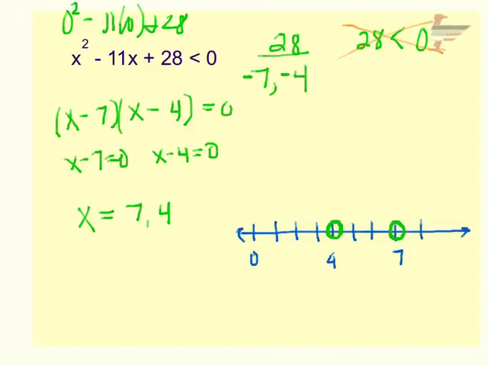So 0 is not a solution. I cannot shade where 0 is. Since 0 is on the outside, that means I can't shade on the outside, which means my shading has to be on the inside, in between the two. Just like that.